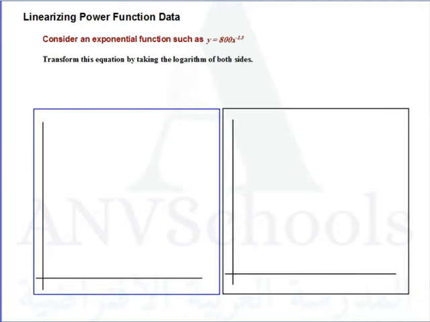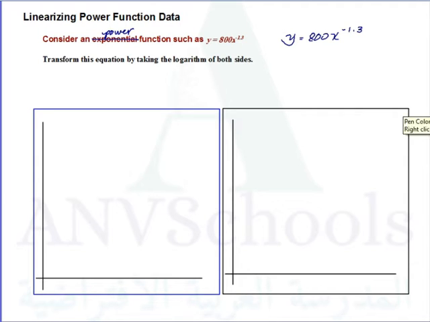Okay, now the same is true for linearizing power function data. So consider an example, which is an exponential function, such as y is equal to, this is not exponential function, this is power function. So there was actually some mistake in calling it. So this is power function, okay? So our power function is y equals 800x raised to negative 1.3.